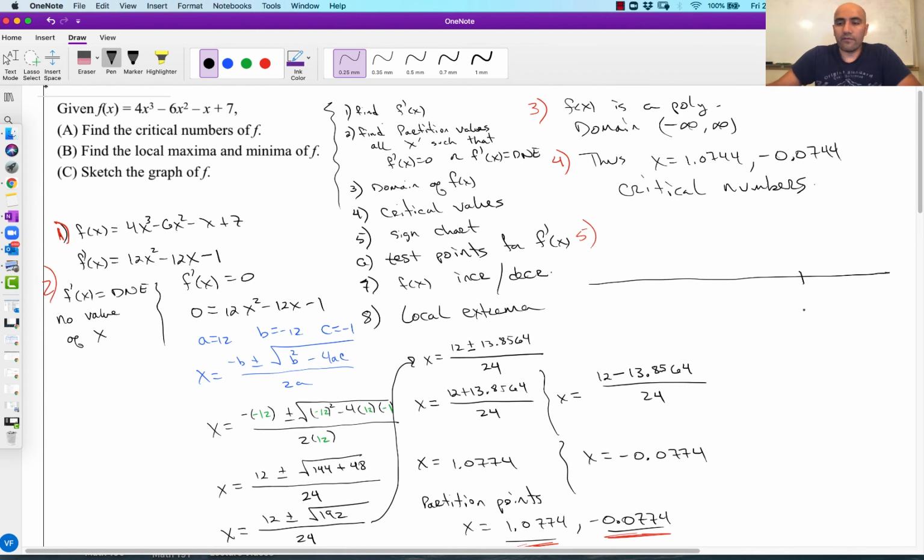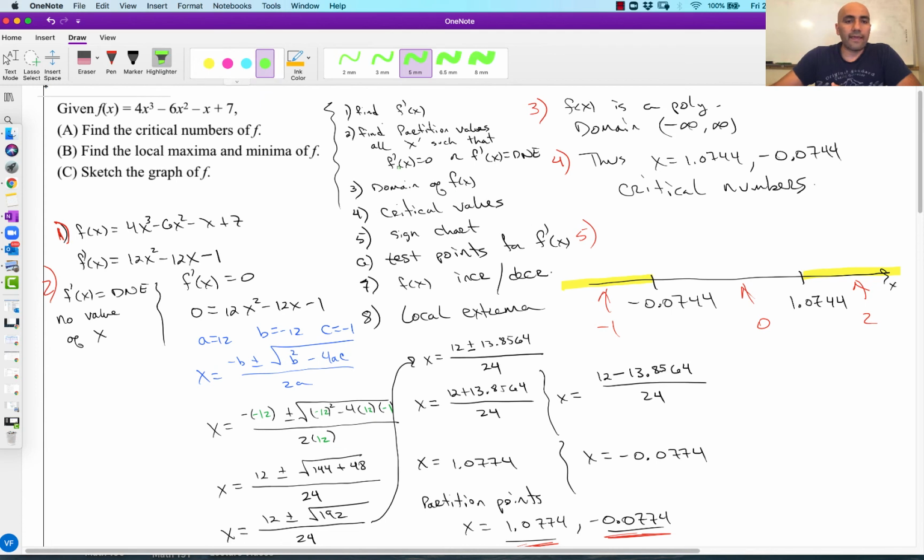And over here we have the value 1.0774, and then say over here we have negative 0.0774. This is the x-axis. So we're going to have to think of test points. We have 3 regions. How about if I choose negative 1 as a test point? How about 0? And how about 2? These are nice whole numbers that are in each one of these regions, so that I can figure out what's happening from negative infinity up to this number, and then also from this number up to infinity, and then the middle one between these two numbers.